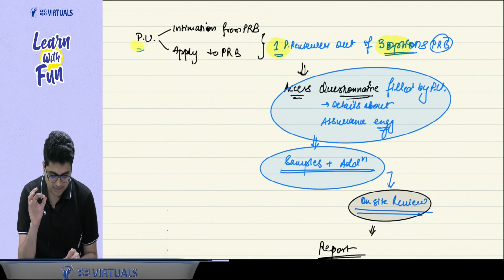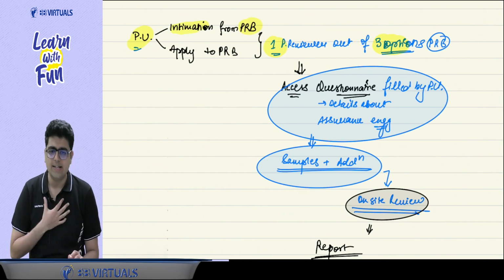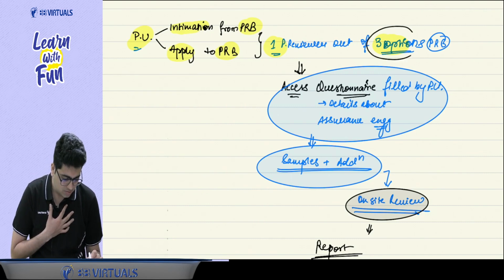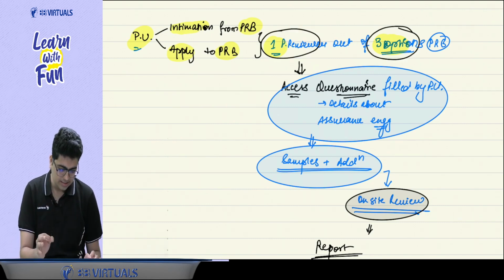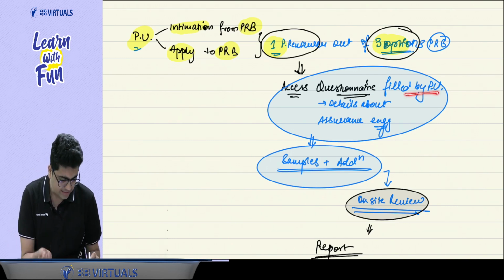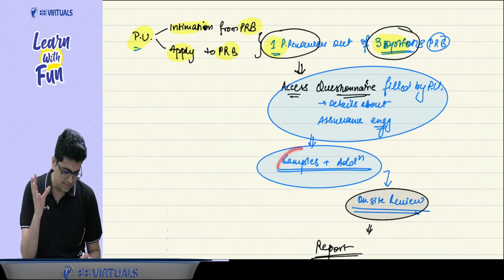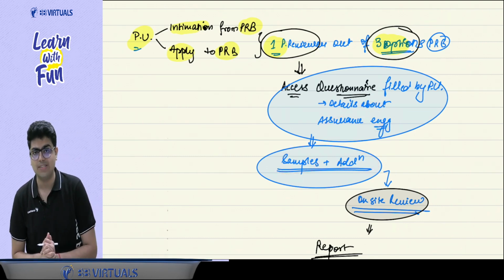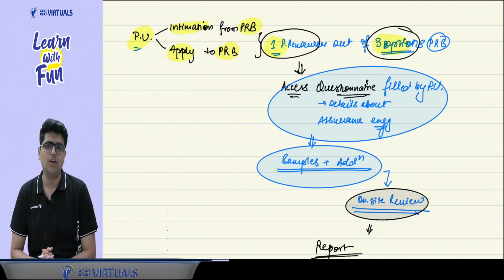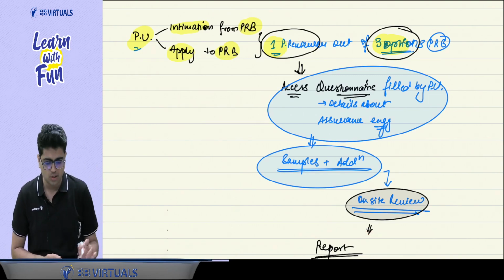So first of all, the practicing unit will get an intimation from the peer review board. If it wants to get it done suo moto, it will apply to the peer review board. Ultimately, out of the three options, one peer reviewer will be selected who will get access to the questionnaire filled by the practicing unit. In that questionnaire, he will get the details about the assurance engagement. Based on all the details, he will select some samples. Some additional samples may also be selected based on the information, and then he will perform his testing. On-site review will carry on, and after everything is done, the report will be issued. So this is a summary of the whole process.